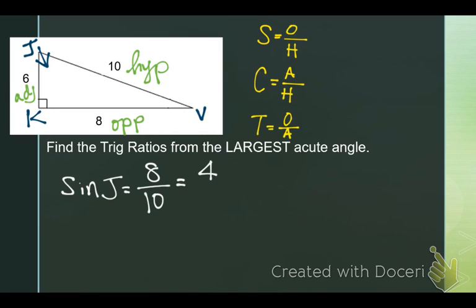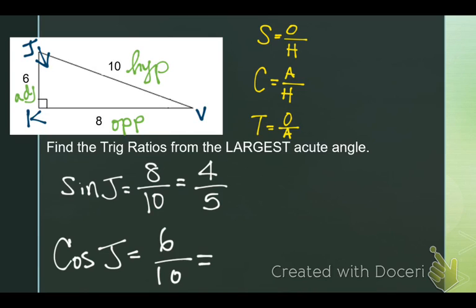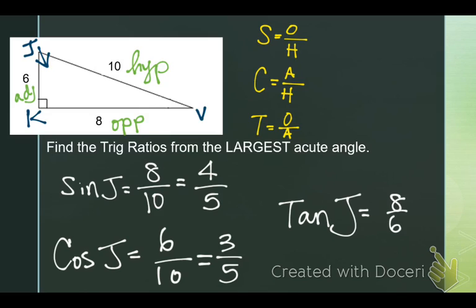Reduce it. Cosine is adjacent over hypotenuse, which here is 6 over 10, which reduces to. And then tangent, TOA, should be opposite over adjacent, which is 8 over 6. What does 8 over 6 reduce to? 4 over 3.